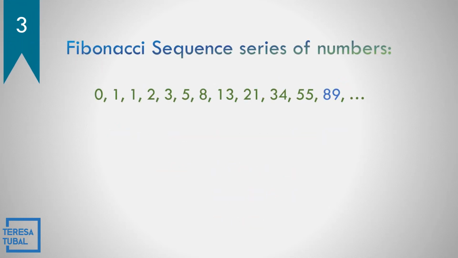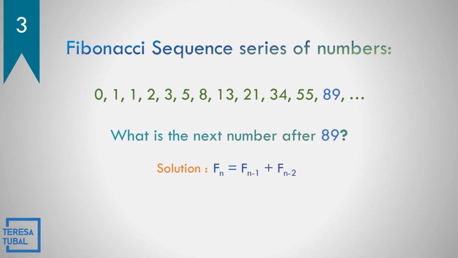Question number 3. What is the next number after 89? Again, the formula is f sub n equals f sub n minus 1 plus f sub n minus 2. The unknown now is f sub 13. The previous term before the unknown is 89, and the term before the previous is 55. So 89 plus 55 equals 144. So the next number after 89 is 144.